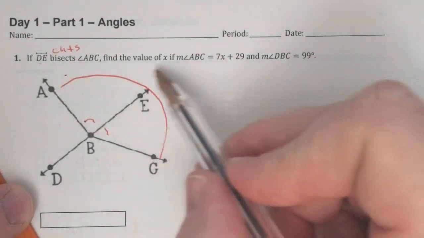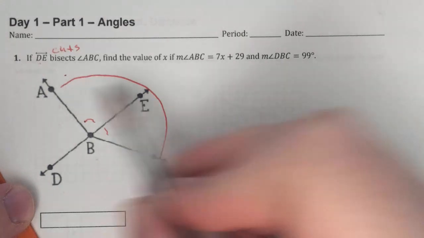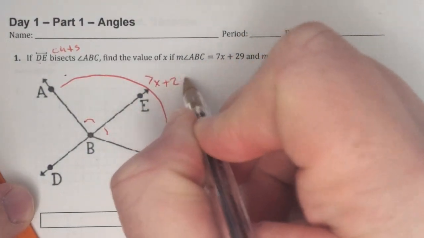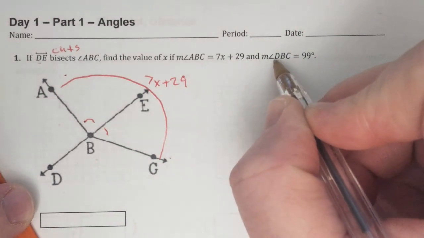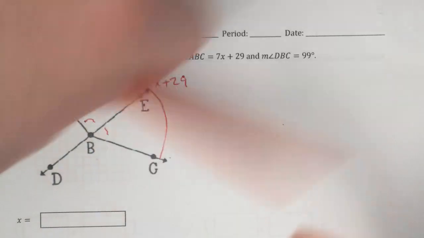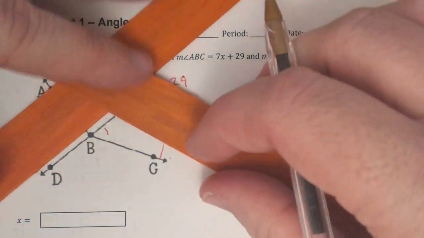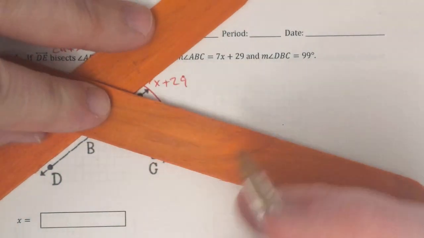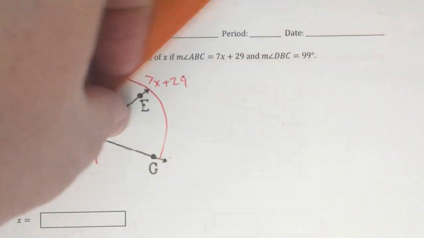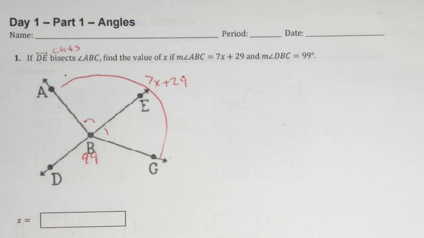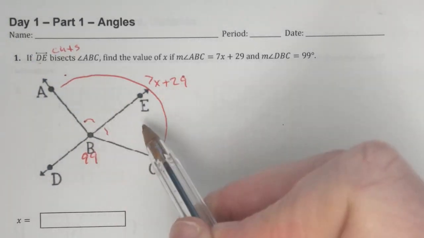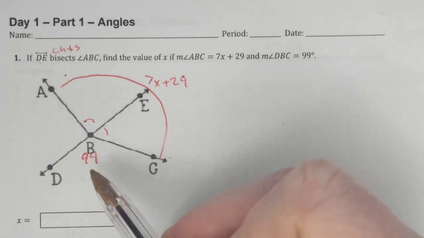So that's great. Okay, find the value of x if ABC, so that's ABC, all of this again is 7x plus 29. And they said that angle DBC, so all of this right here, is 99. So let's put 99 right here. So now we have to find as much as we possibly can right now. I don't know what this angle is, but I know this angle right here is 99.